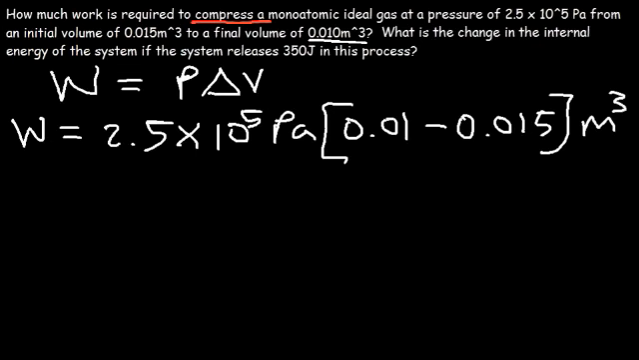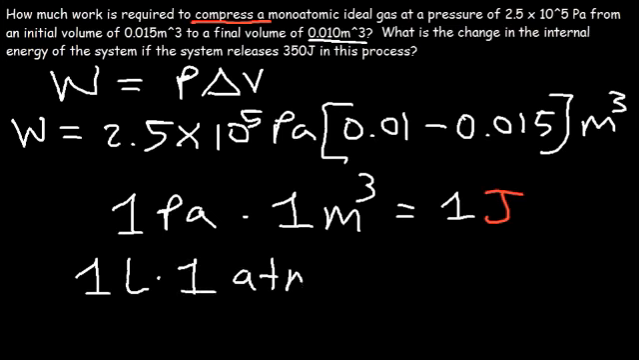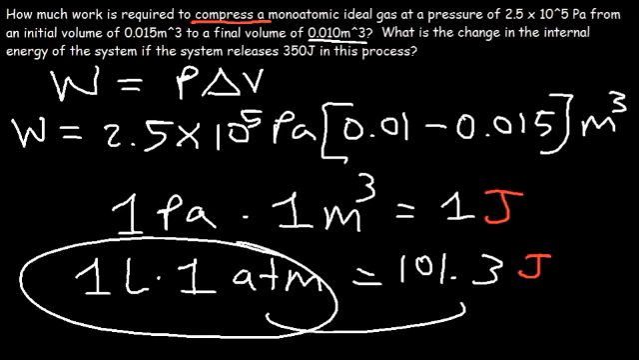Now, you need to pay attention to the units. 1 pascal times 1 cubic meter is equal to 1 joule. Sometimes you might see the units liters and atm. 1 liter times 1 atm is equal to 101.3 joules. So you don't need to convert atm into pascals and liters into cubic meters. You can simply multiply these two and convert it once into joules if you ever get a question like that.